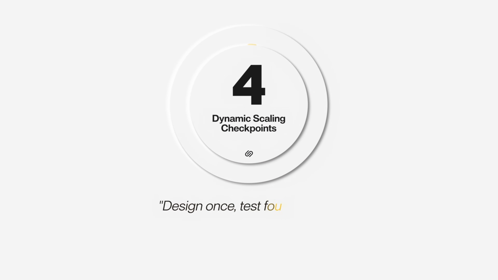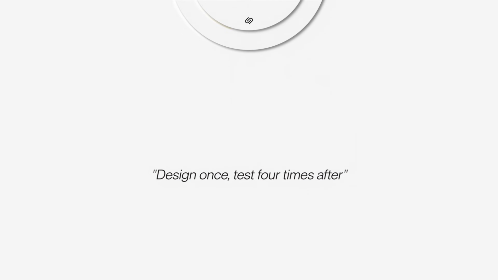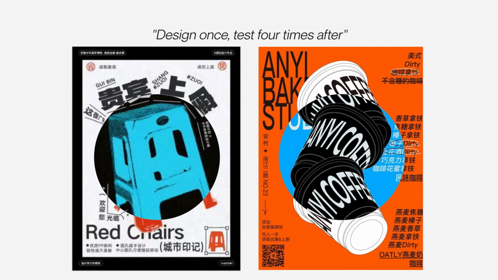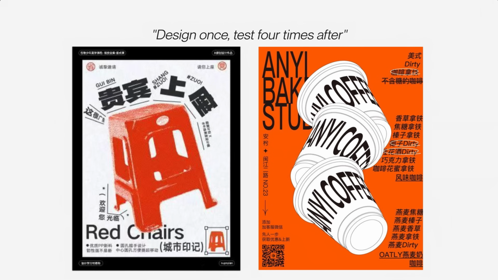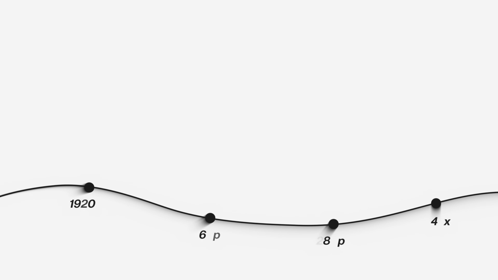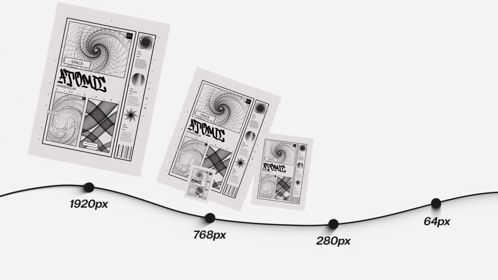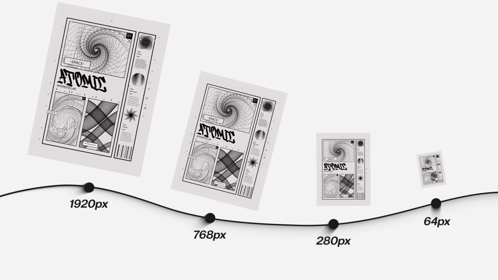There's a saying that I like to keep in mind: design once, test 4 times after. Too many designers only test their work at full size, but typography, layout, and balance change when scale changes. So here's the move. Pick 4 checkpoints. It could be 1920, 768, 280, and 64. Now test your design at those sizes.